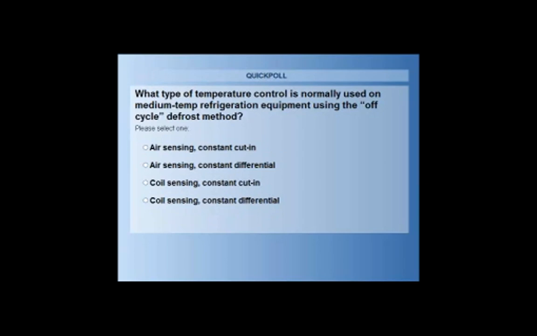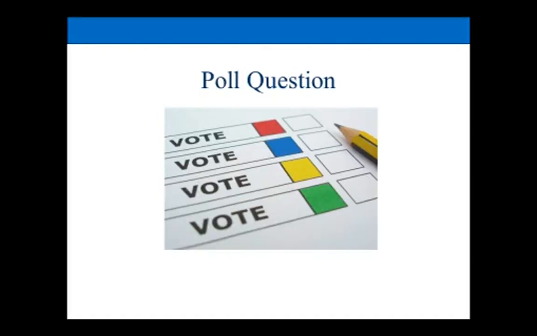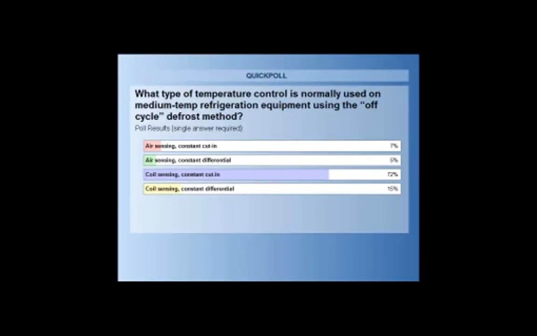All right, I'm going to close the poll. Okay. And then I'm going to share the results. And it looks like 72% of our respondents answered C, coil sensing constant cut-in. Constant cut-in, that's the right answer.